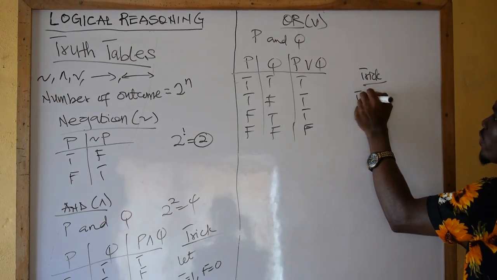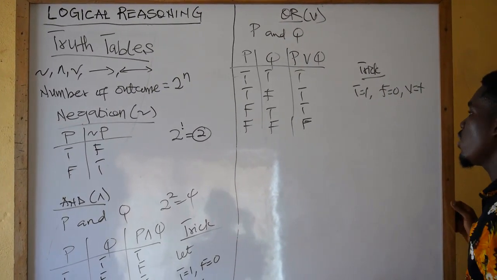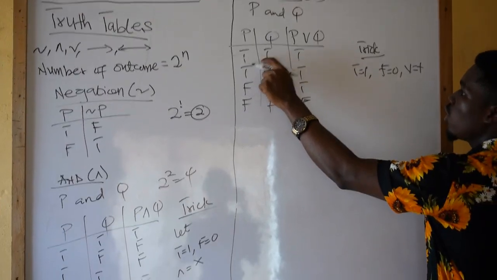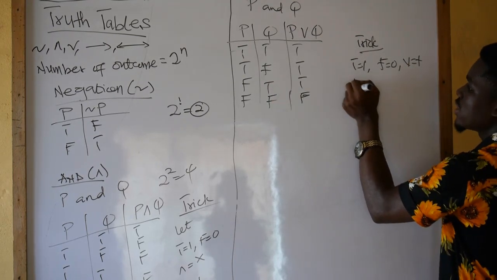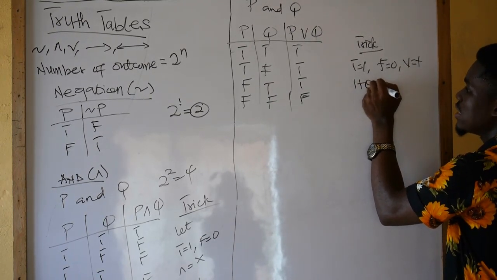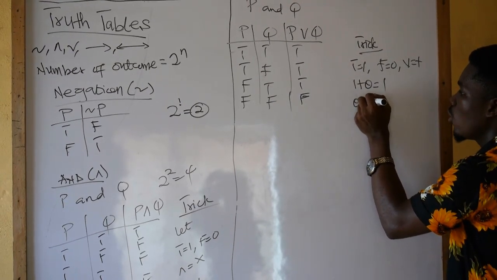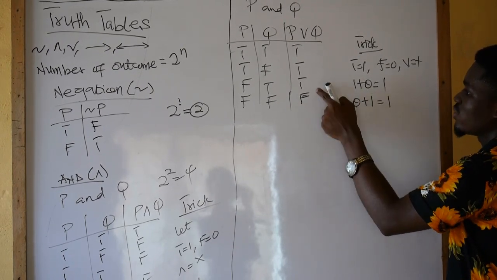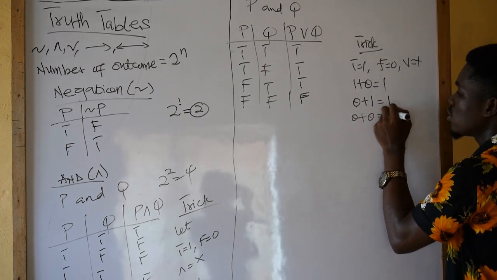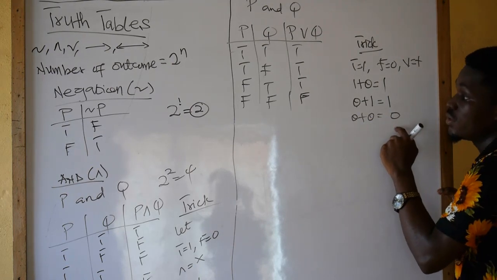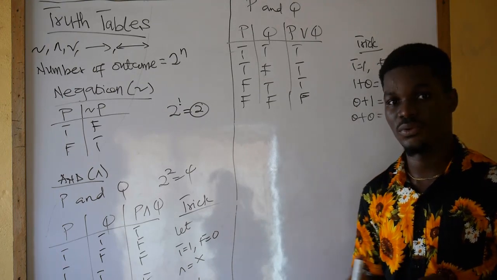As usual, true stands for 1, false stands for 0, and OR stands for addition. Before you can apply this trick, you must know that true or true is always true. Then true, that is 1, or false, 1 plus 0 is 1, that is true, that's why you obtain true here. Then false or true, 0 plus 1 is 1, that's why you have true here. Then false or false is false, that is 0 plus 0 is equal to 0, that's why we have false here. So this is how we construct the truth table using the OR operator.